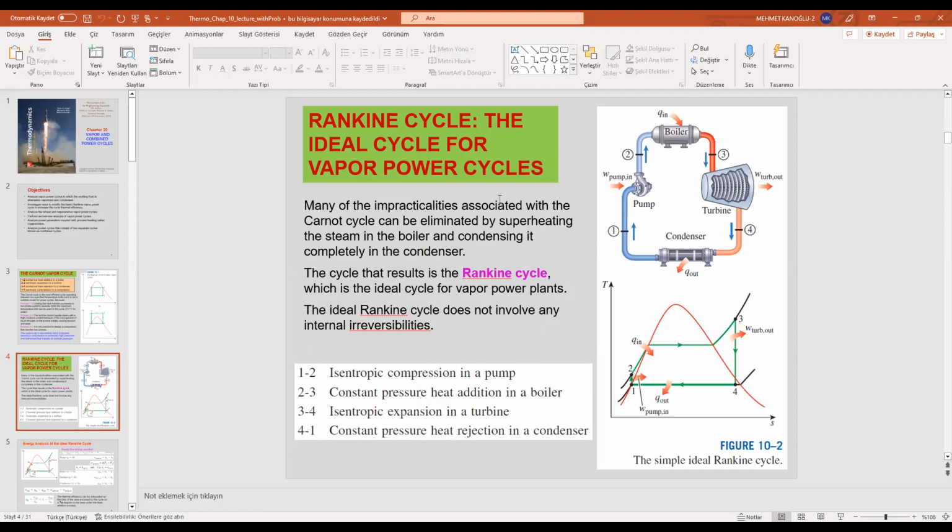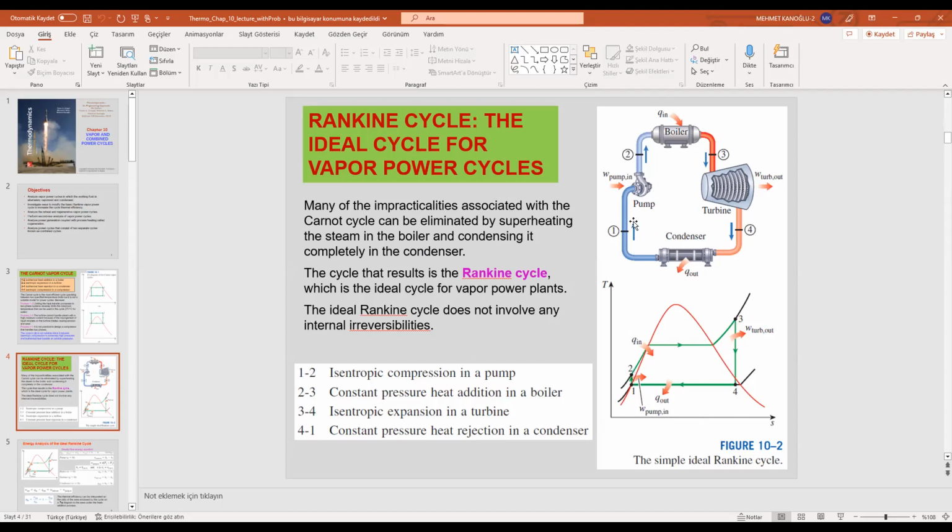Okay, so let's analyze the ideal cycle for vapor power cycles, which is the Rankine cycle. Let's look at the operation. On the figure, you see the operation of this cycle. There is a turbine, a condenser, a pump, and a boiler. And let's look at the operation on the TS diagram.